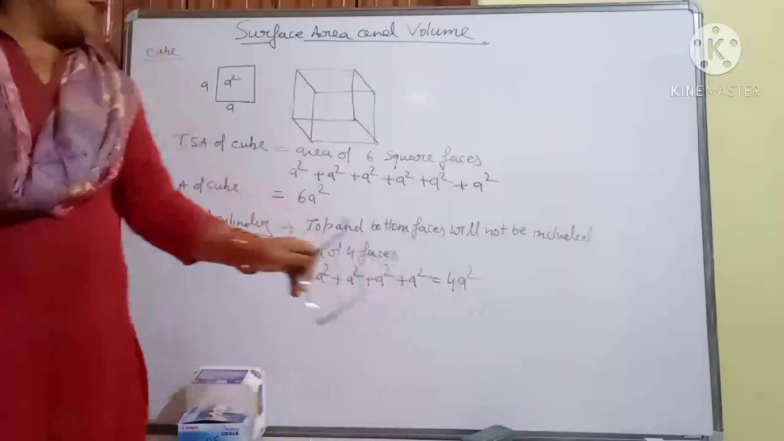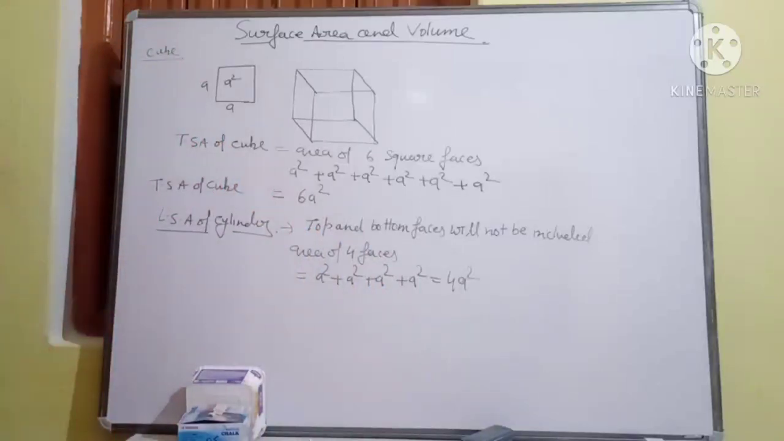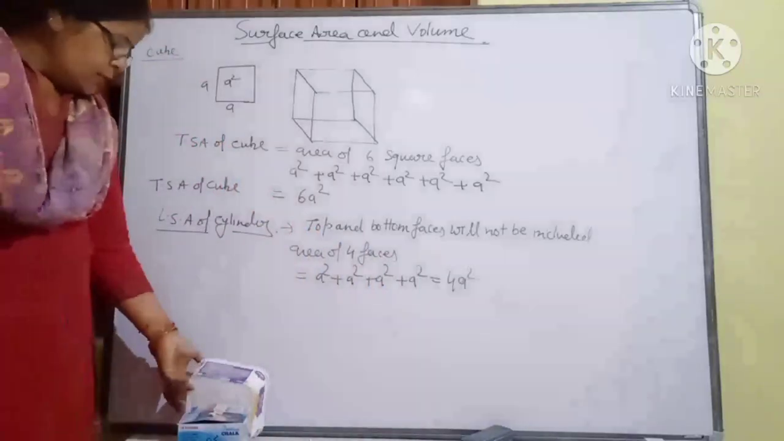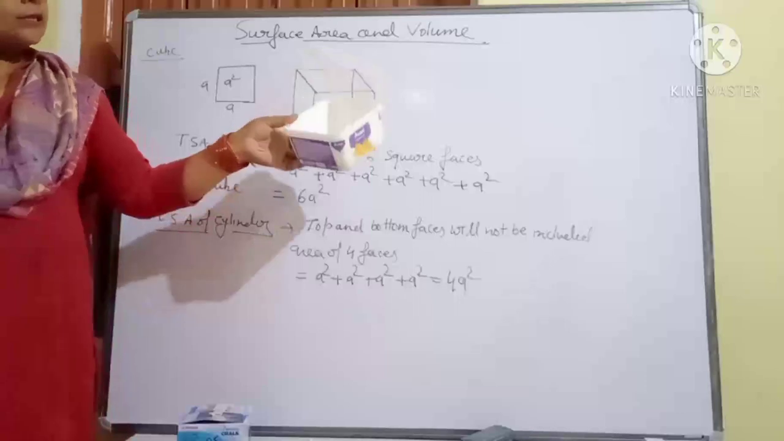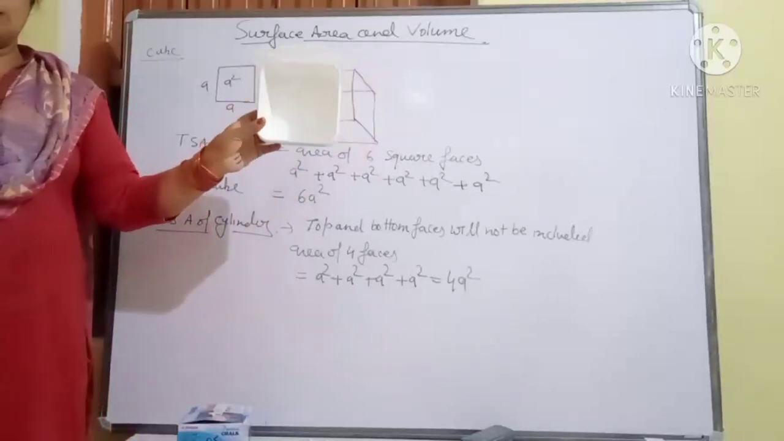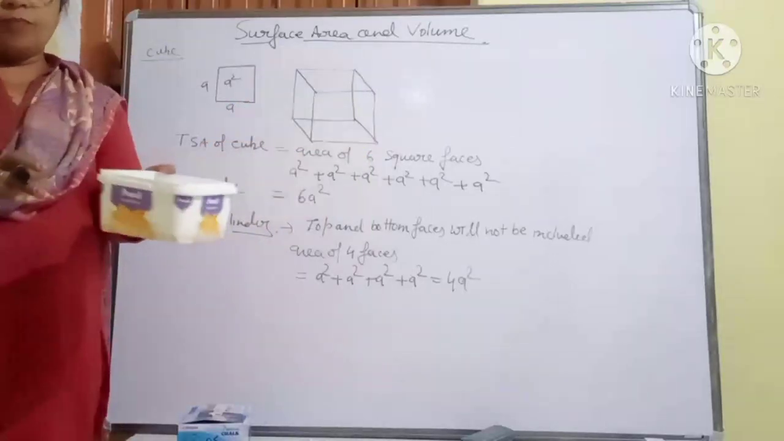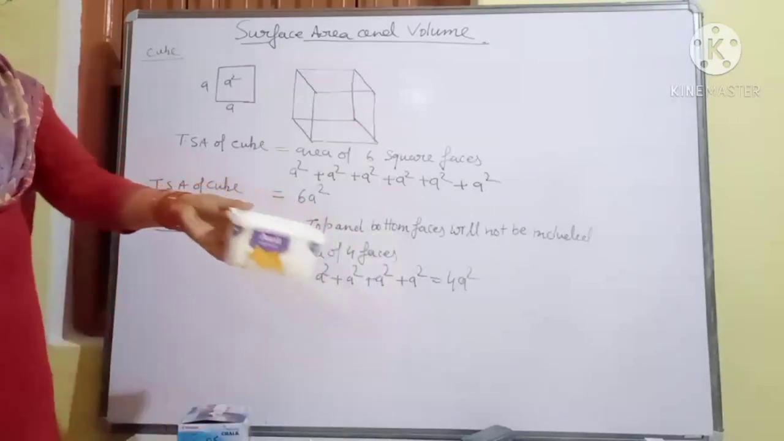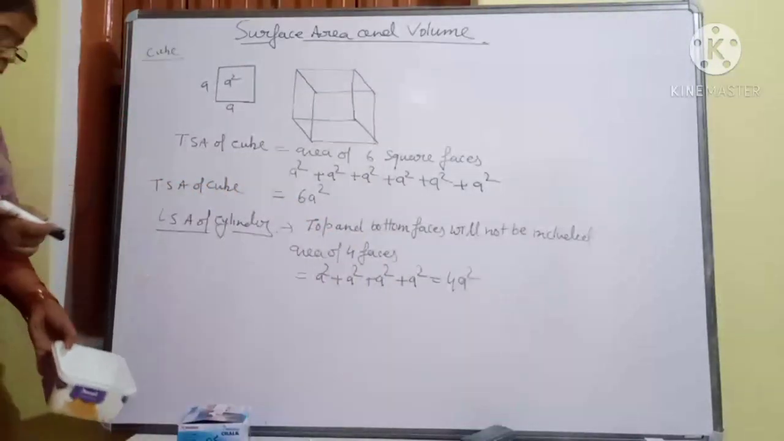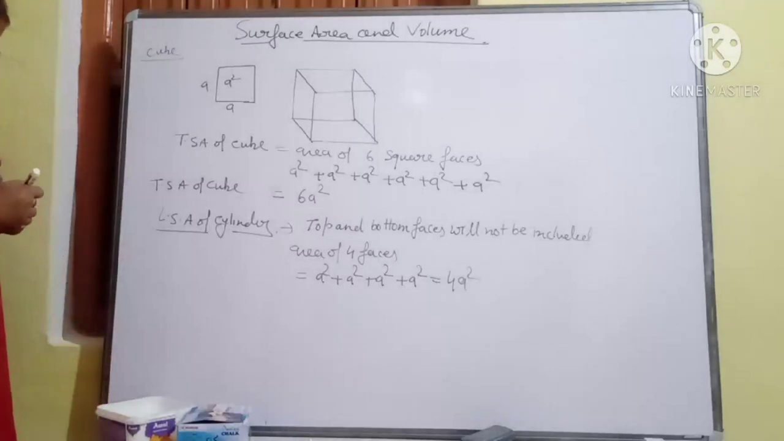Now suppose, for example, beta, this time we have taken that the top is not included. You can see it is now open from the top. This box is open from the top. So if we would like to find the area of this box, what will it be?